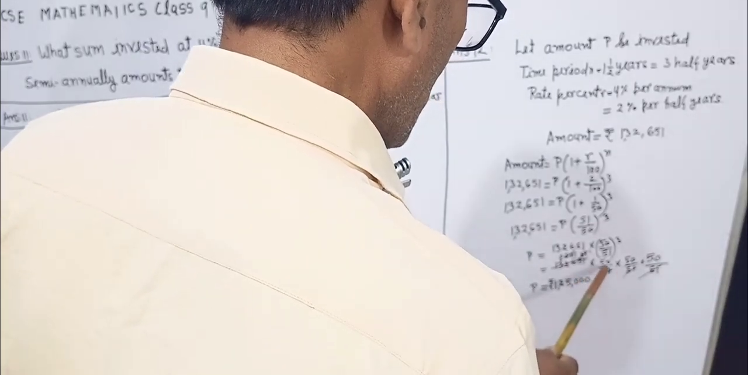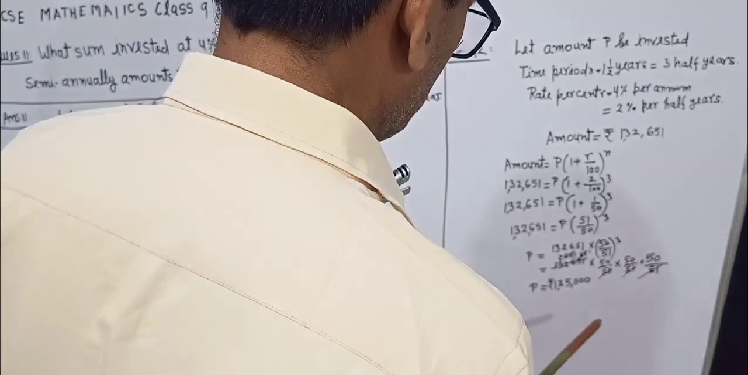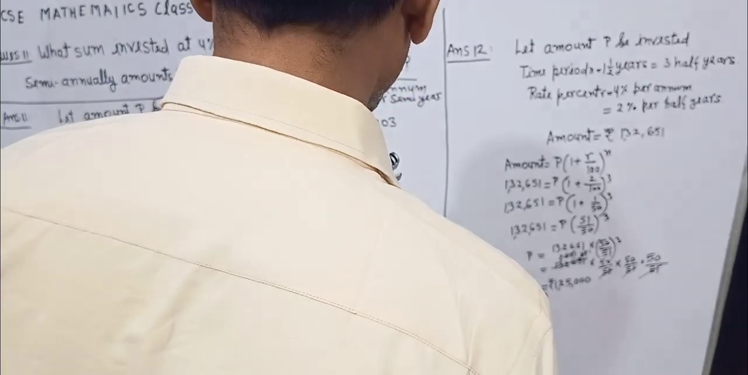That is 50 into 50 into 50 equal to 1,25,000. That will be P, our principal amount. That's all.